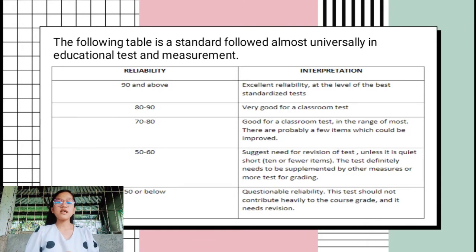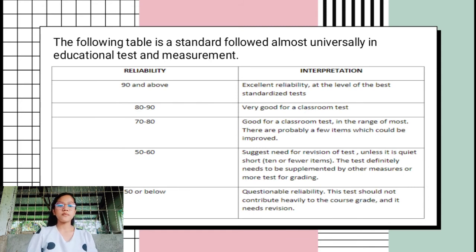As you can see, the table is a standard followed almost universally in educational test and measurement. If the reliability is .90 and above, the interpretation is excellent reliability, at the level of the best standardized tests. .80 to .90 is very good for a classroom test. .70 to .80 is good for a classroom test, in the range of most; there are probably a few items which could be improved.